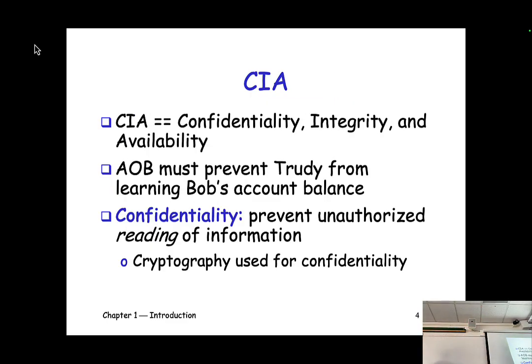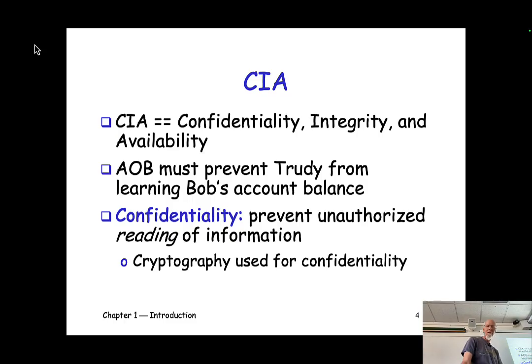The most basic things we need in security are confidentiality, integrity, and availability. CIA, easy to remember, right? Confidentiality, integrity, and availability. So what do we mean by confidentiality? Trudy should not be able to read Bob's information. She should not be able to go to the bank site and determine how much Bob has in his account. That's private information. So that process of preventing unauthorized reading of data, we will call confidentiality. That's a first definition. You might even see that on a test. Confidentiality is we want to prevent unauthorized reading.